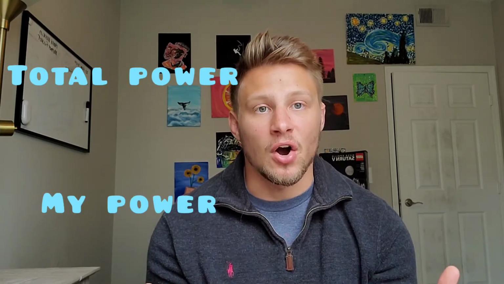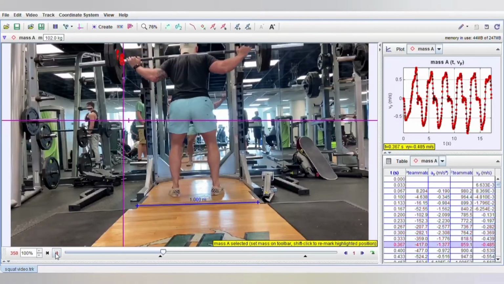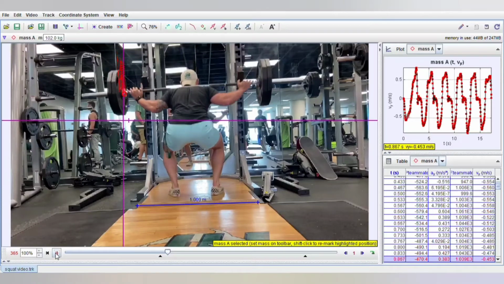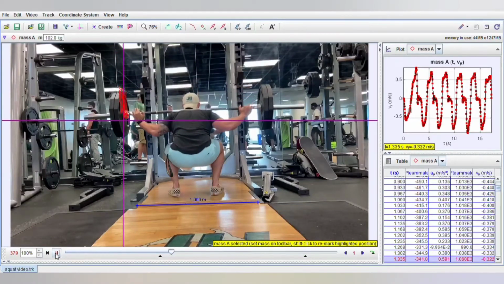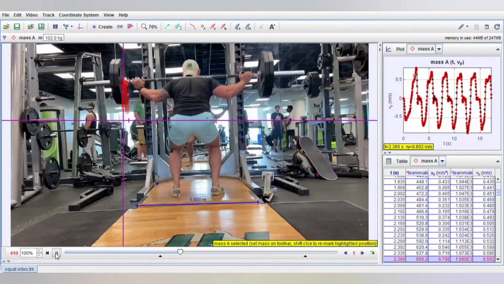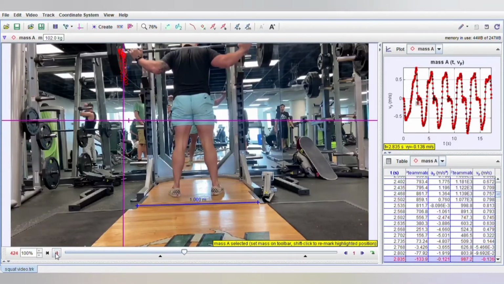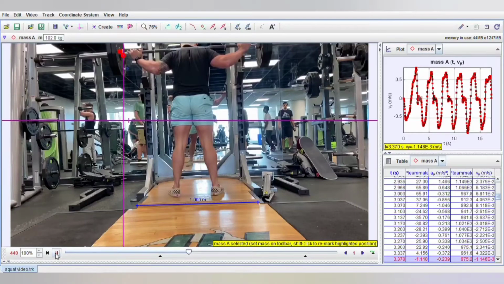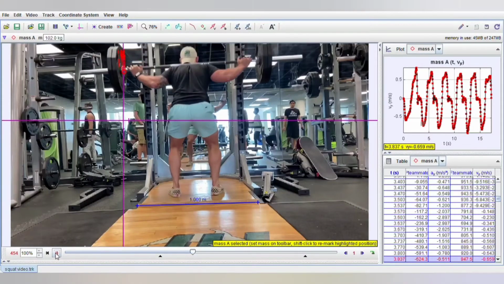With this video, we're going to find a couple of different forces and a couple of different powers. We're going to find the net force, that's the total force. We're going to find my force, and we're also going to find the total power and my power acting on the weight. Now here's the video. Keep an eye on the graph to the right. That's velocity versus time, and that's an important graph when we are trying to figure out the forces and the power. I squat to the bottom and then back to the top, and then I cycle this a few times.